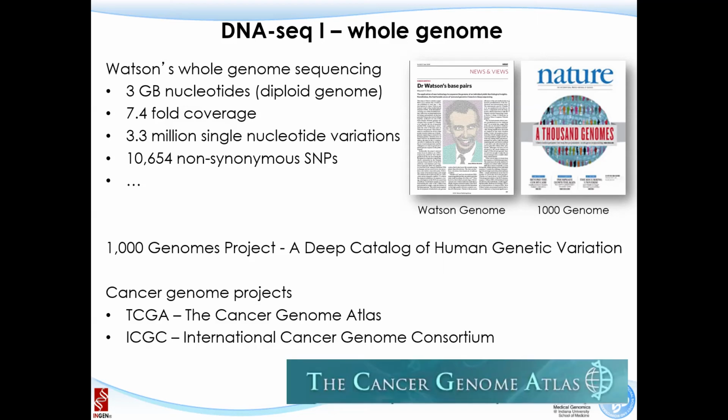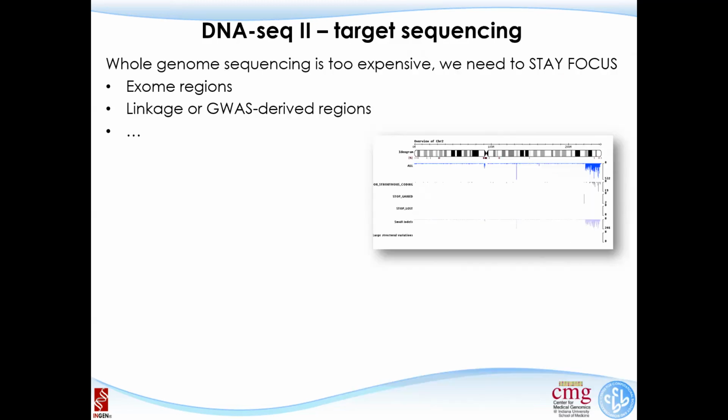And also there is a Cancer Genome Project, which is TCGA, or The Cancer Genome Atlas, or ICGC, the International Cancer Genome Consortium. But the point is the first level of the scope of the DNA sequencing is whole genome sequencing. Well, whole genome sequencing is great, except it's still very, very expensive.